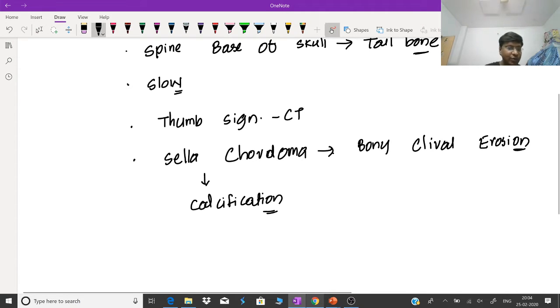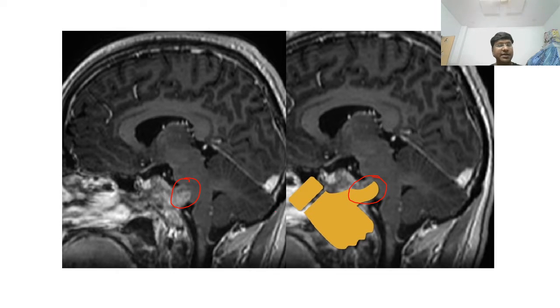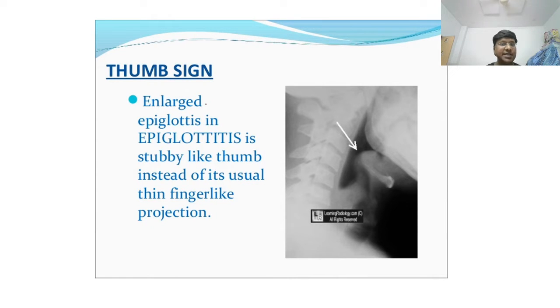Now this is about the thumb sign in the CT scan, which is seen in the clinical scenario of chordoma. Let me tell you, in the entire medicine we have two more thumb signs. We have a thumb sign in the ENT. That is the enlarged epiglottis, seen in case of epiglottitis. There also, if you take an X-ray, you will see the thumb sign in epiglottitis.